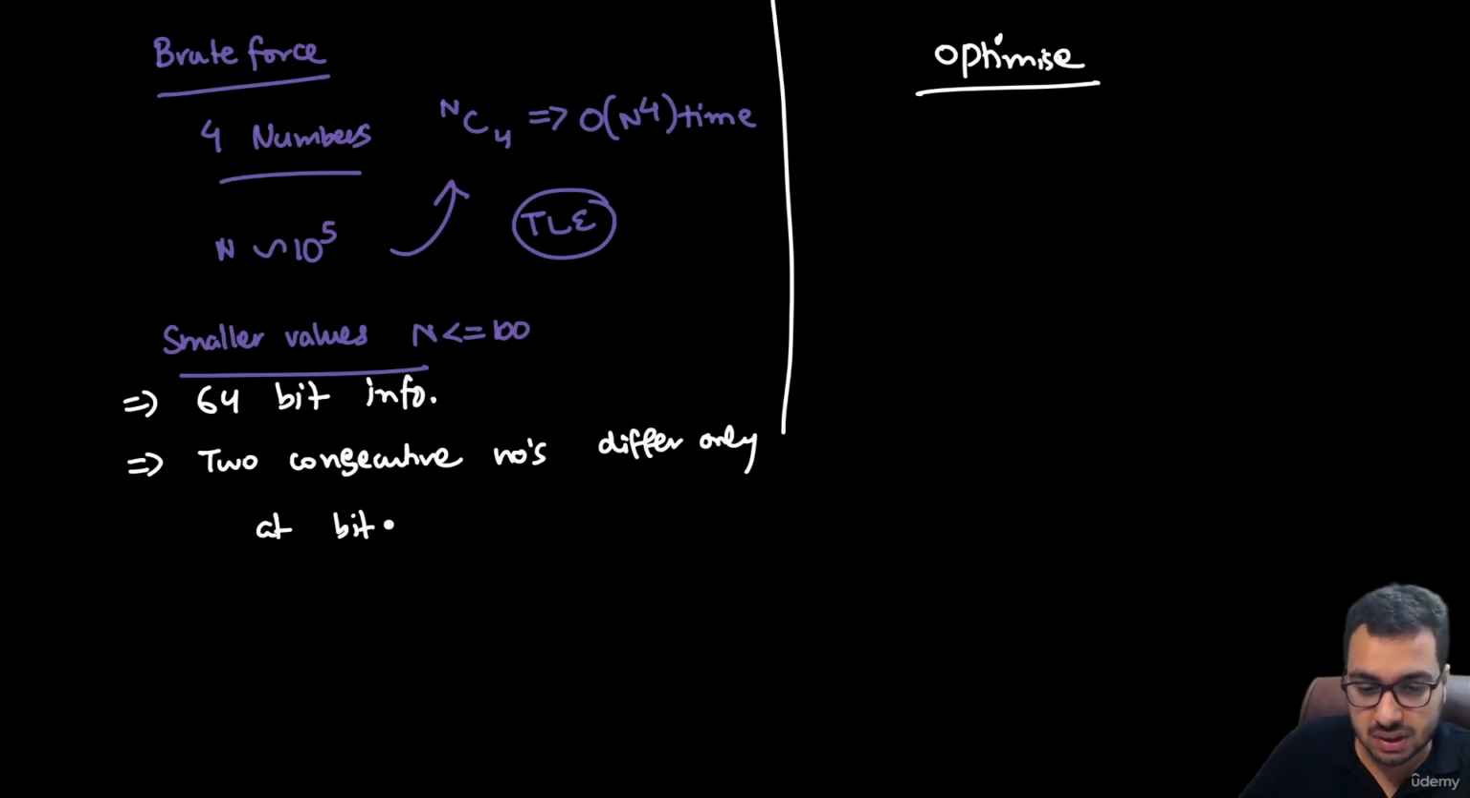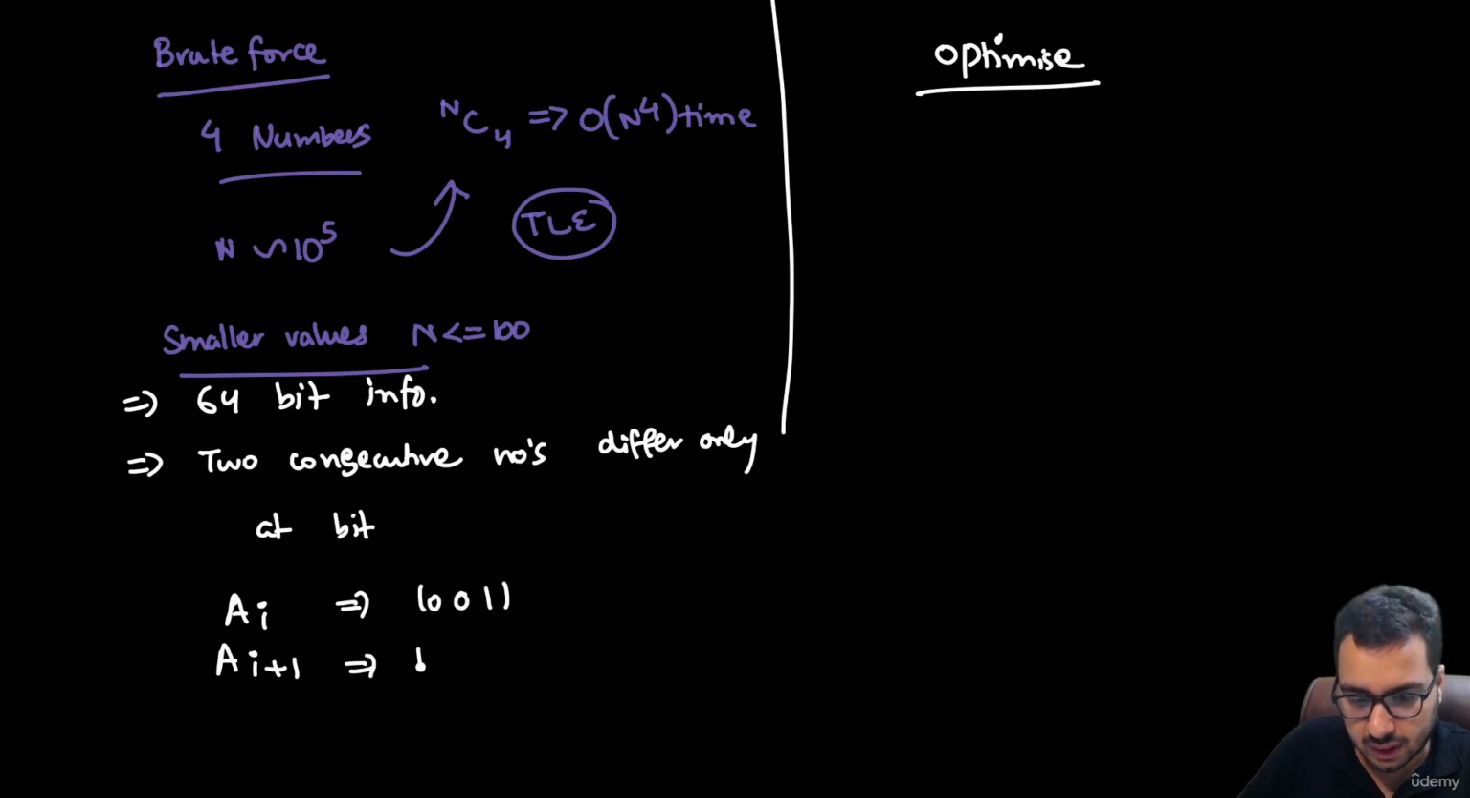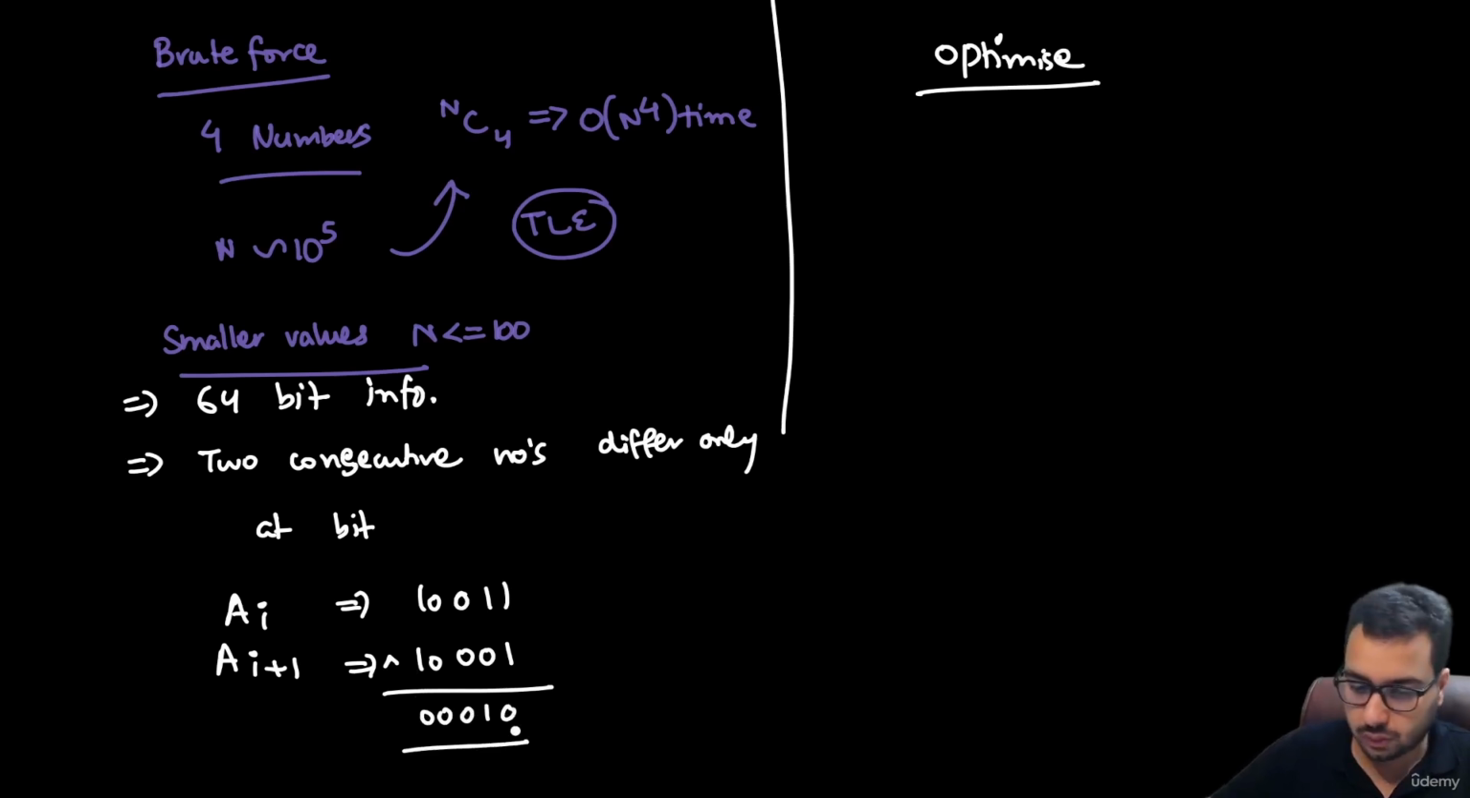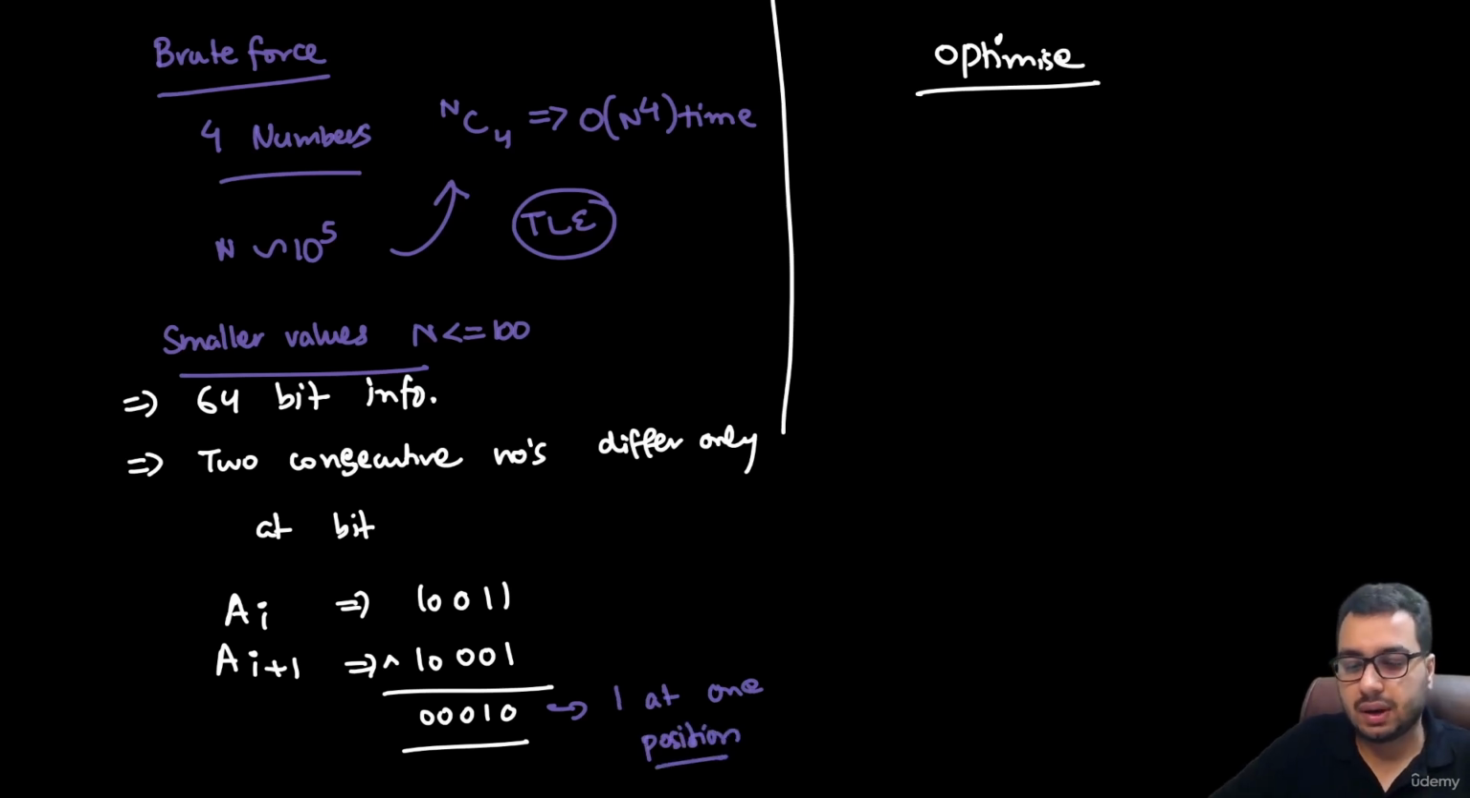Two consecutive numbers differ at only one bit. So if I do a XOR of a number along with the next number, some ith number, since they differ at only one bit, let's say this is the number, and this is the next number. If I do a XOR of both, what will I get? I'll get all zeros except a one at one position. At the position where the bits are different, I will get a bit 1.